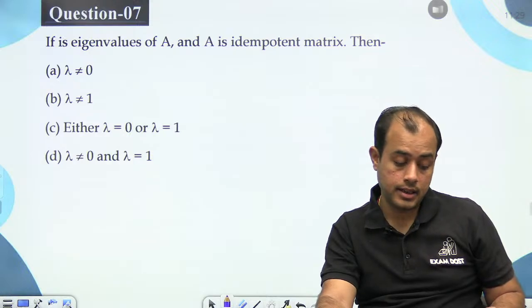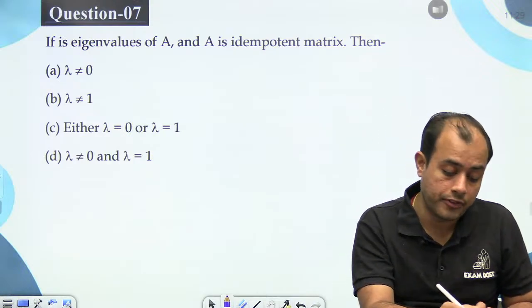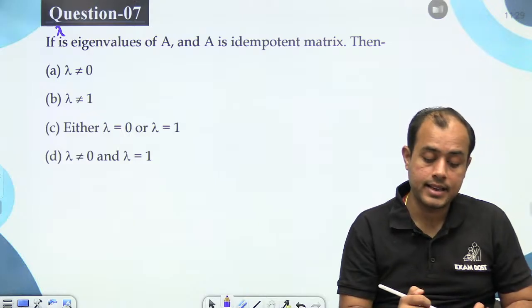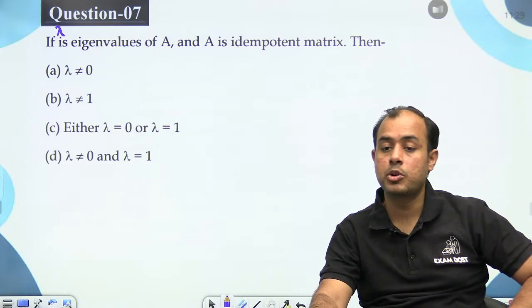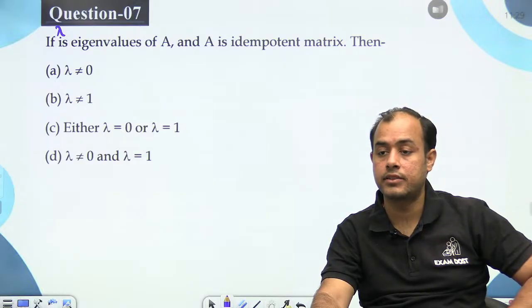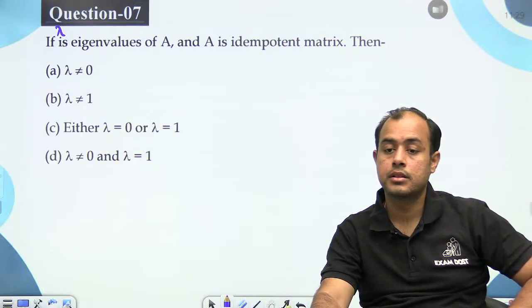If lambda is the eigenvalue of A and A is the idempotent matrix, then for idempotent matrix, what happens to the eigenvalues? Come on everybody, for idempotent matrix, what happens to the eigenvalues?